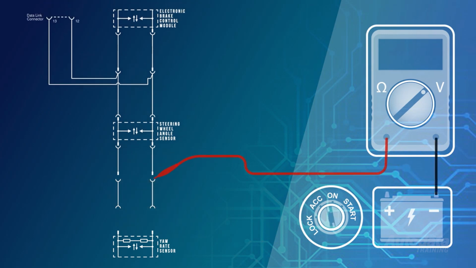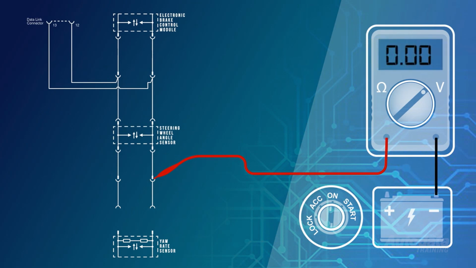If voltage wasn't seen when back probing at the inline harness connector, move the red lead and back probe the next connector in line. In this case, it will be the steering angle sensor.